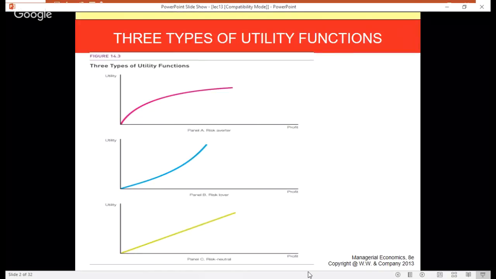These graphs are from your book. We have somebody who's risk averse, with a concave utility function. Somebody who's risk loving has increasing marginal utility as well, and their utility function is convex. And finally, you have the linear utility function, for somebody who's risk neutral.